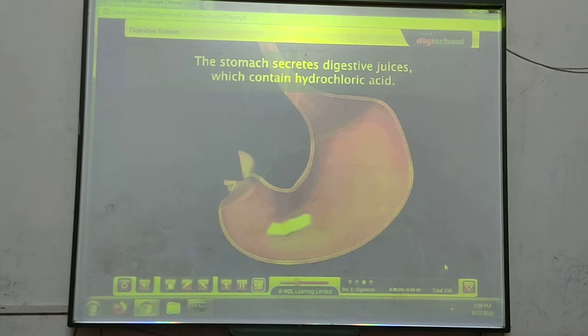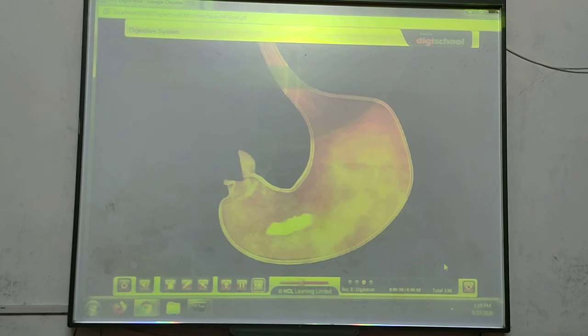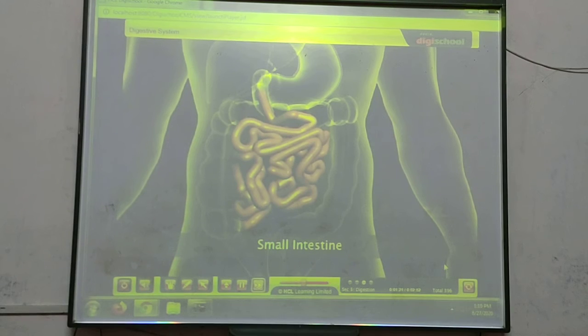It also secretes digestive juices which contain acid. Some of the digestive juices convert proteins in the food to simple substances. The acid kills the germs. The semi-liquid food now enters the small intestine.